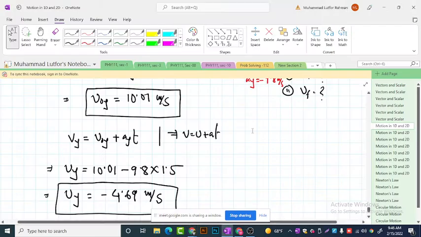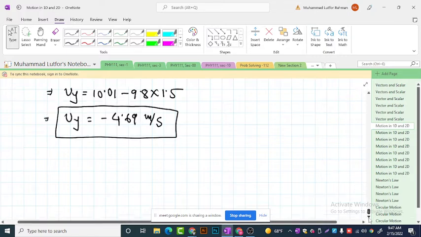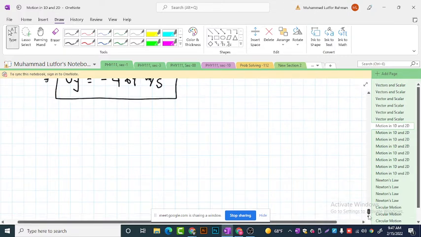You understand? So that's why this equation tells you what the real scenario is behind the scene.